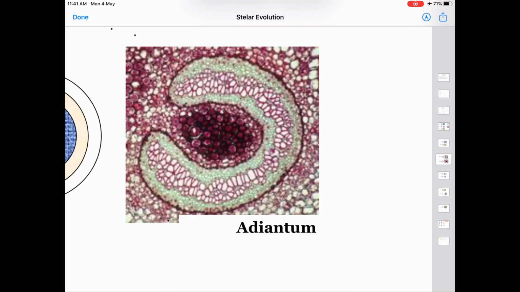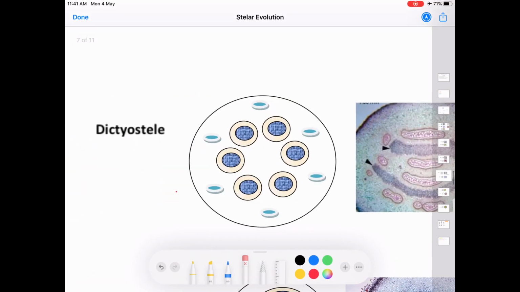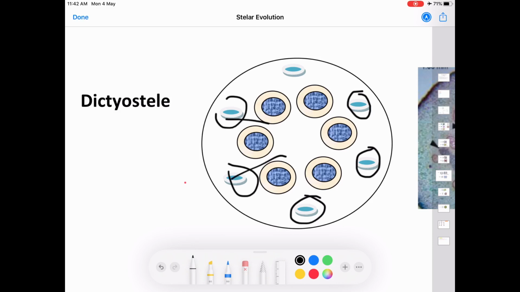Now, coming on to the fourth type of stele, that is Dictyostele. See this, Dictyostele. Remember, in the case of Solenostele, it is a type of Siphonostele with a single leaf gap and a leaf trace. But in the case of Dictyostele, there are numerous leaf gaps, that is overlapping leaf gaps and leaf traces. This is one leaf trace. Again, these are the leaf traces and these are the leaf gaps.